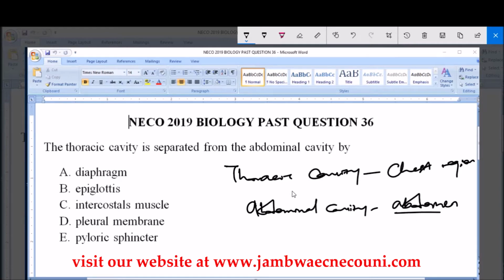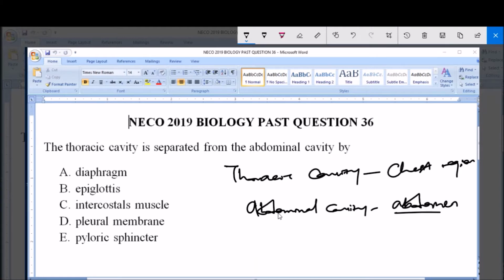Now, this thoracic cavity contains the heart and the lungs, but it is separated from this abdominal cavity by a muscle. It is separated by a muscle known as the diaphragm.